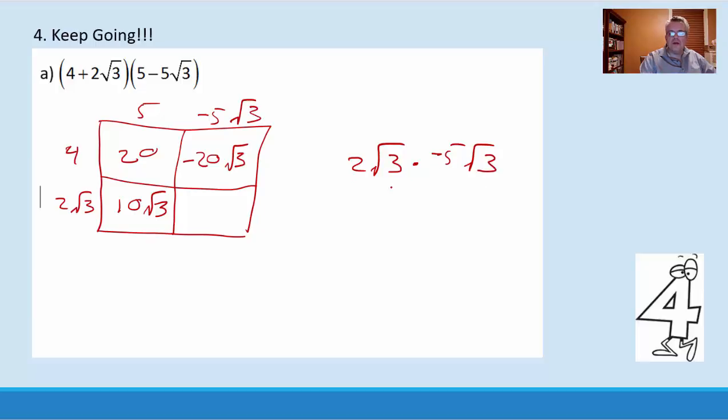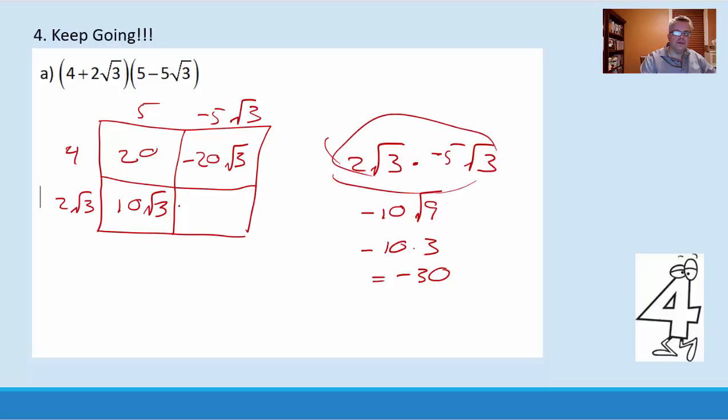Okay, multiply the numbers, that's negative 10. Multiply the square roots, that's square root of 9. And we can simplify that. That's just 3. So negative 10 times 3 is negative 30. So all that mess right here is just negative 30.